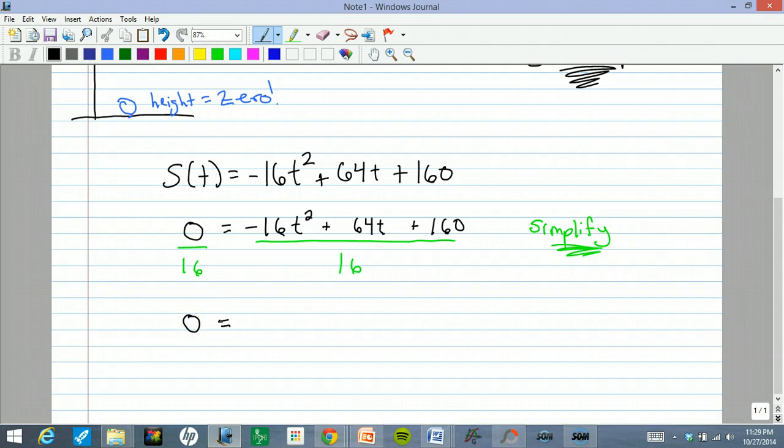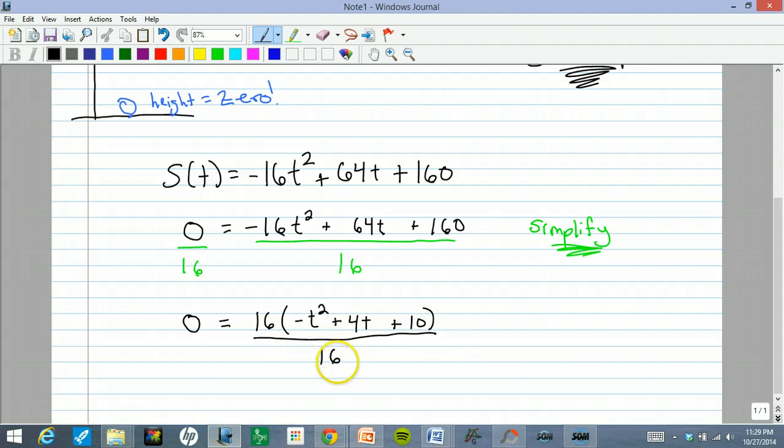And I will factor out the 16 out of all these terms just to show you exactly what's going on. In this first term, factor out a 16, this becomes negative t squared. Factor out a 16 from 64. I know that that's 4 times 16. And this is obviously 10 times 16.